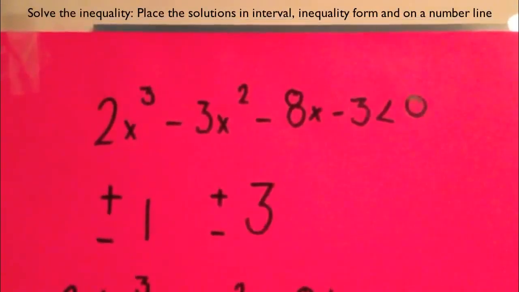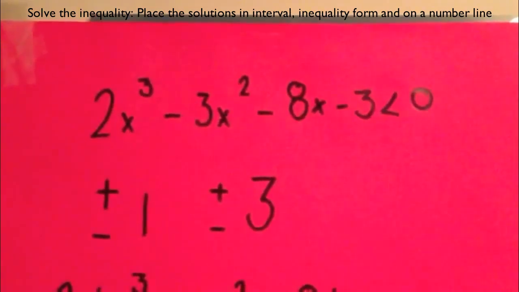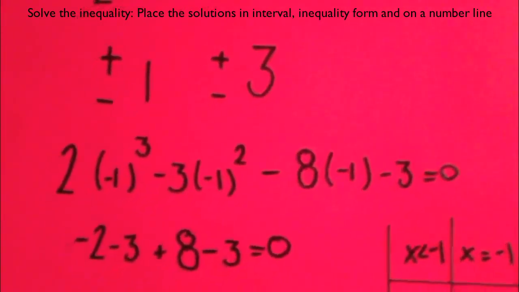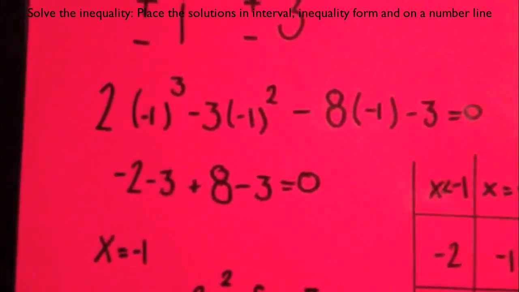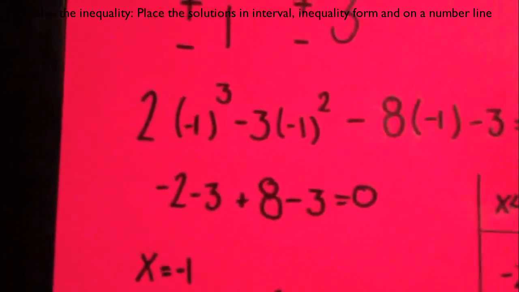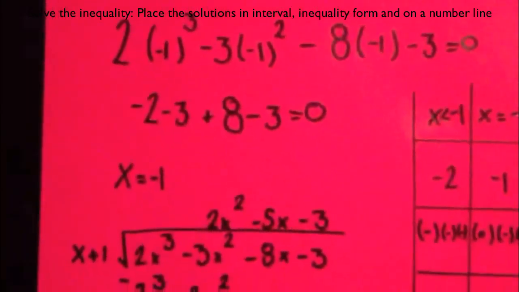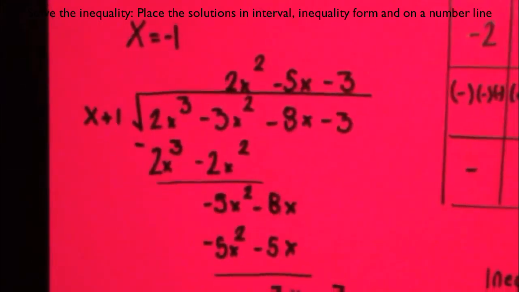Let B represent the factors of the constant -3. These factors include 1, -1, 3, and -3. Find a factor for x that makes the function equal to 0. -1 subbed in makes the function equal to 0. This means -1 is a factor. Used with zero product property, x plus 1 is the factor to divide by. Use long division to create a quadratic rather than a cubic function.